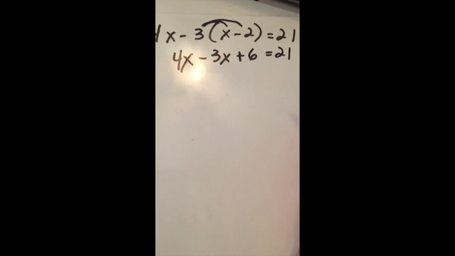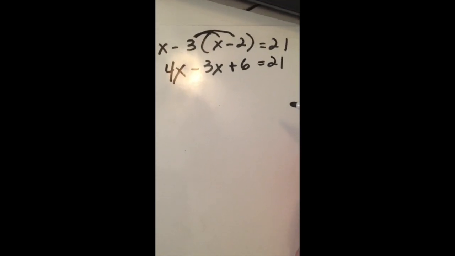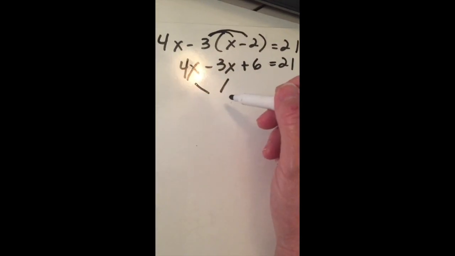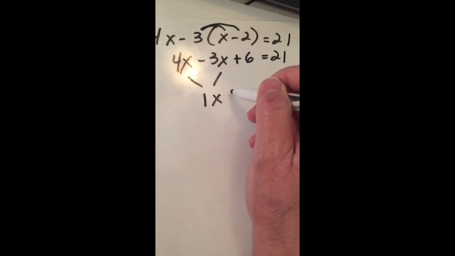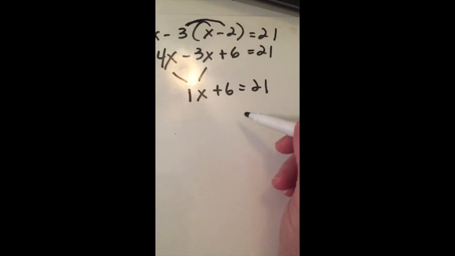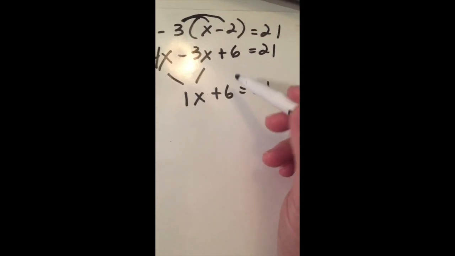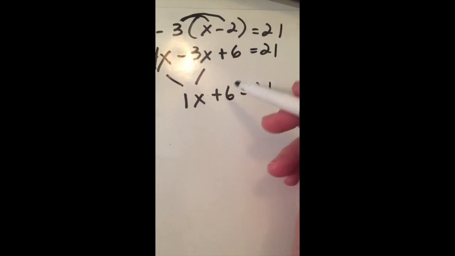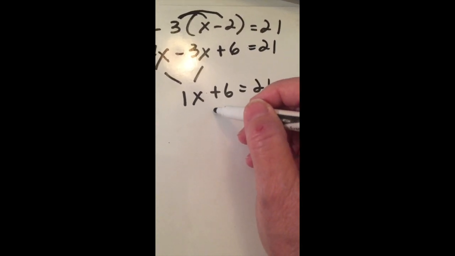Okay, so now we have 4x minus 3x plus 6 equals 21. So we've distributed. Now we're going to combine our like terms. 4x minus 3x gives us 1x. We're going to bring down the rest of the equation. Plus 6 equals 21. Okay, so now we've gone from a multi-step to a two-step again. So remember, we want to undo addition and subtraction before we deal with our variable. So we have plus 6, so opposite of that is minus 6.